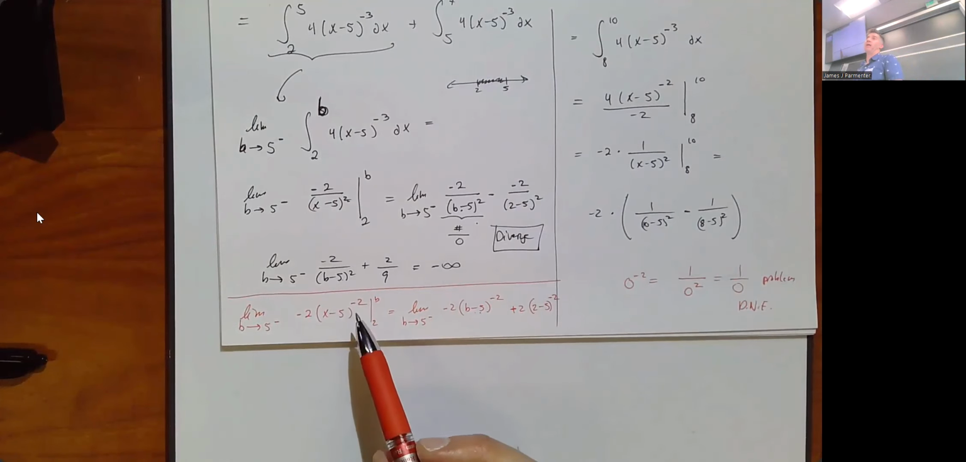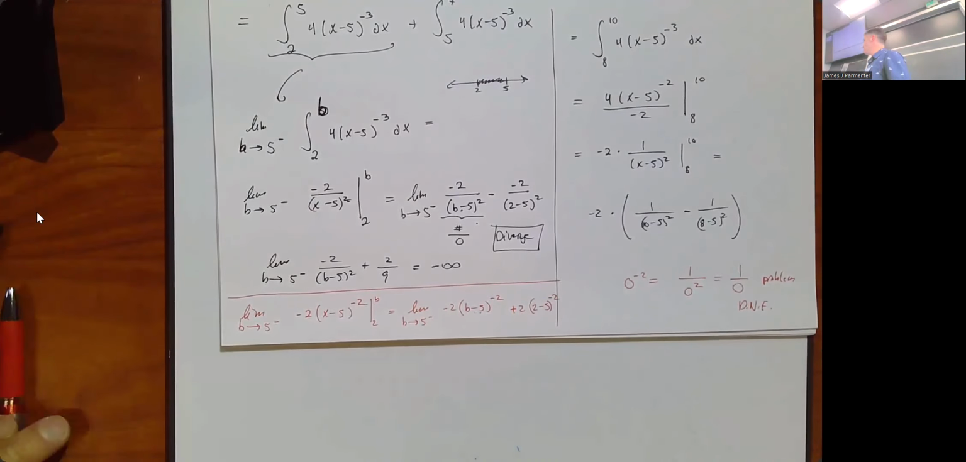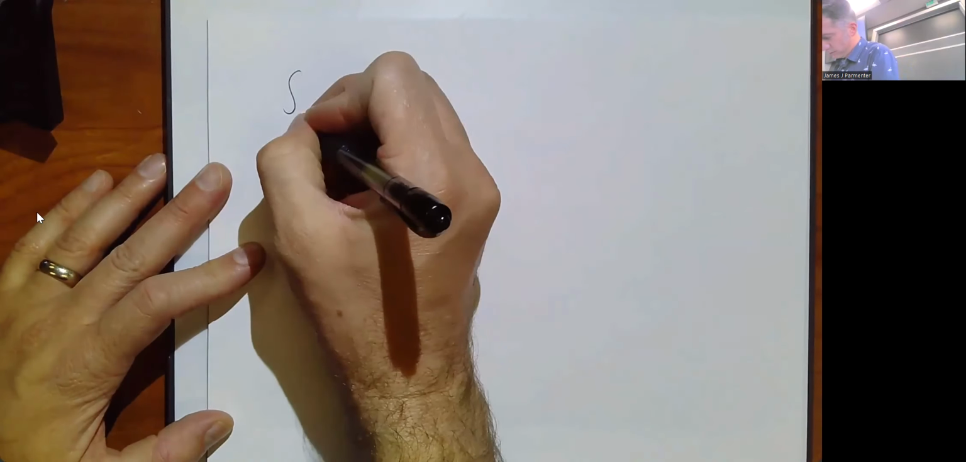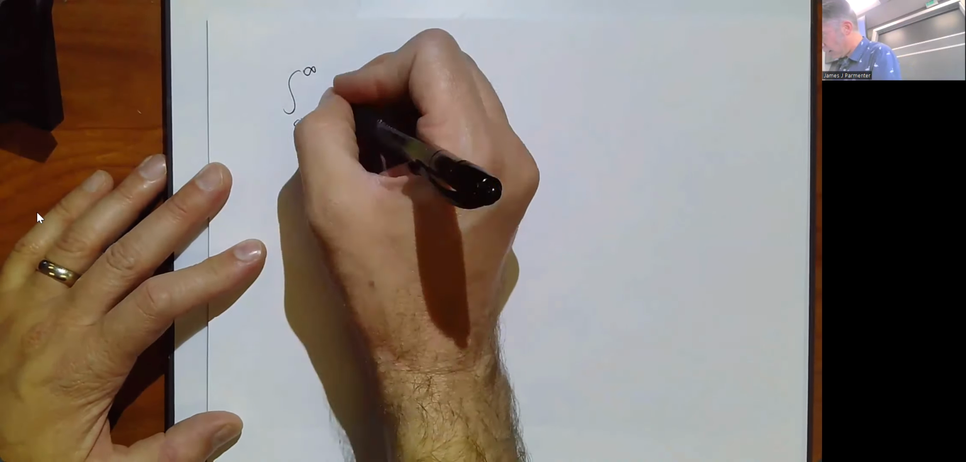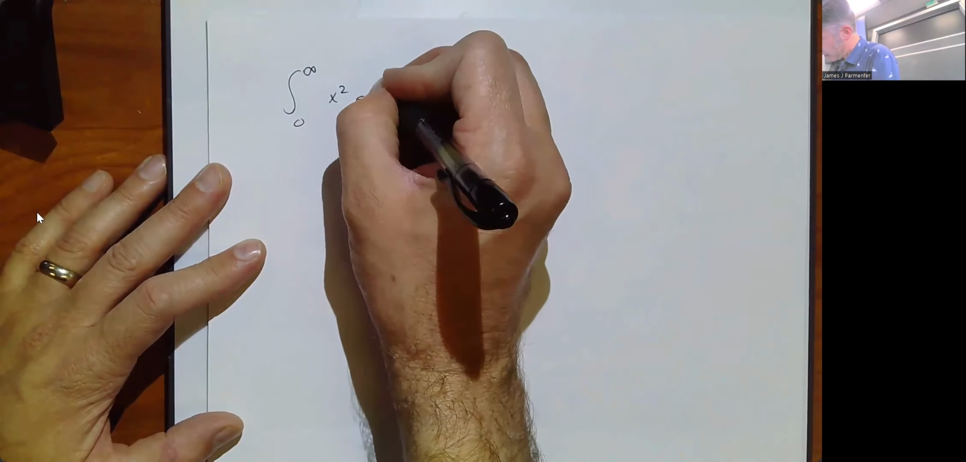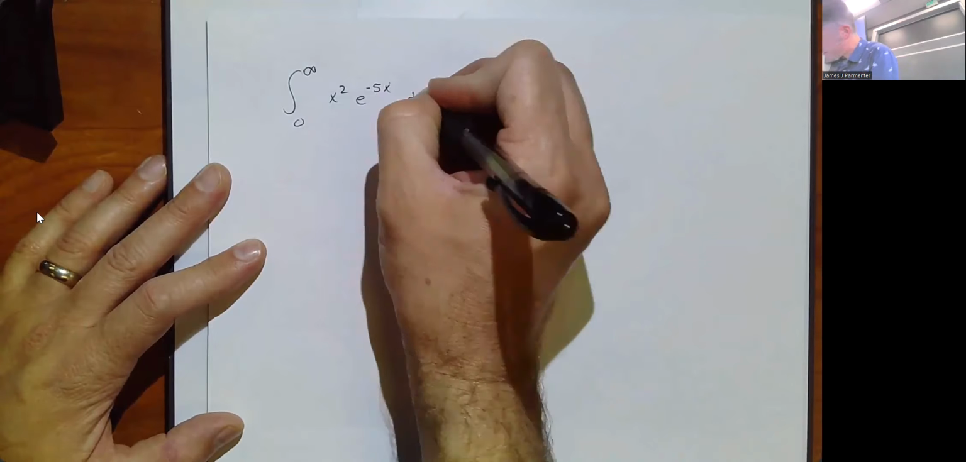Write your powers as positive powers so that you're not going to be ending up in that kind of weird place. Cool. Let me throw one more at you real quick here, just because we should see one more. Let's say we want to do the integral from 0 to infinity of x squared e to the negative 5x dx.